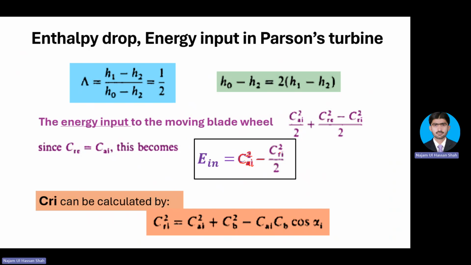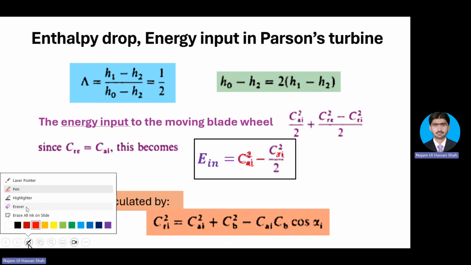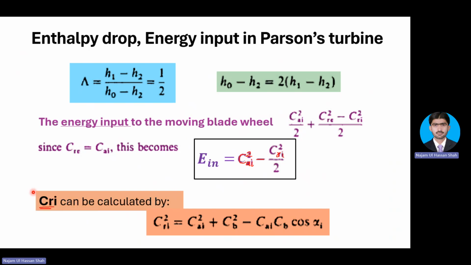minus CRI square divided by 2, where we can calculate the CRI by this direct formula. CRI square is equal to CAI square plus CB square minus 2 CAI CB cos alpha I. So either we can solve the velocity triangle to determine CRI, or we can use this direct formula, which is given by the cosine law.